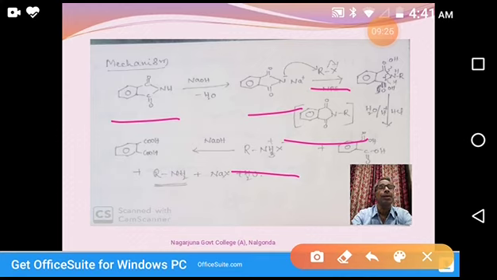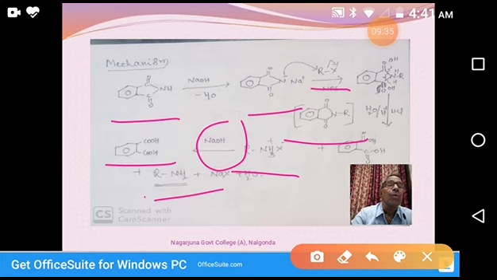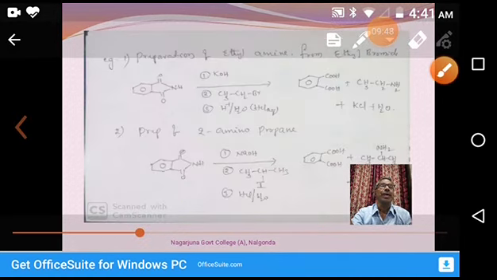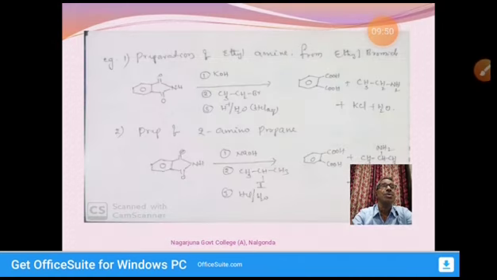On reaction with NaOH, the base, you'll get phthalic acid and a primary amine. This is the way we get primary amines in the Gabriel phthalimide synthesis, also known as Gabriel synthesis. Using this method, we can prepare different types of amines by changing the alkyl group. Very simple. If you know the mechanism and the general reaction, we can prepare whatever we require.